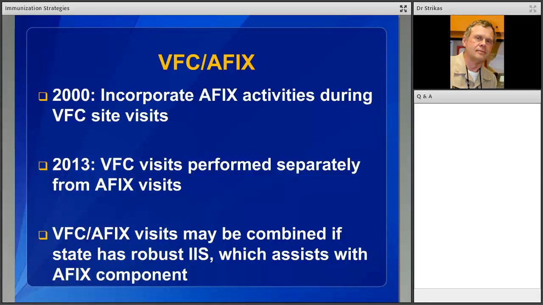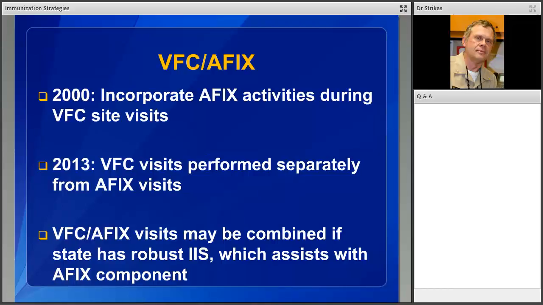However, reported concerns with proper storage and handling of vaccine led the federal VFC program to revise this approach. Beginning in 2013, VFC program staff are encouraged to perform VFC compliant visits separate from the AFIX visit to focus on the core components of each program, including the assessment of and provider training related to proper vaccine storage practices. VFC programs may choose to continue to combine these program efforts if the state has a robust immunization information, or IIS, system that assists with performing the AFIX assessment portion of the visits.